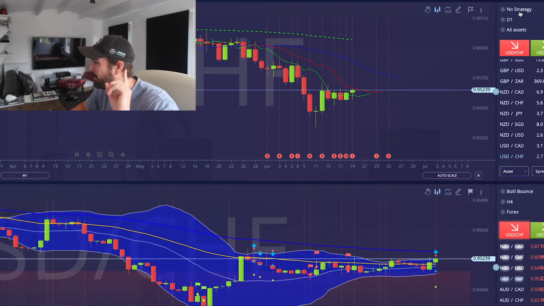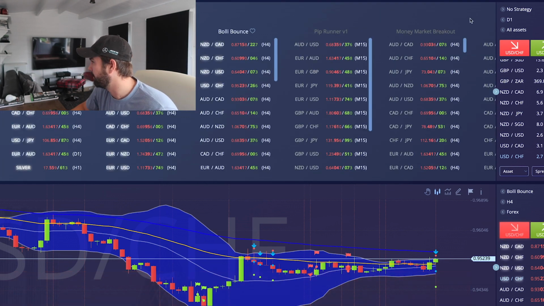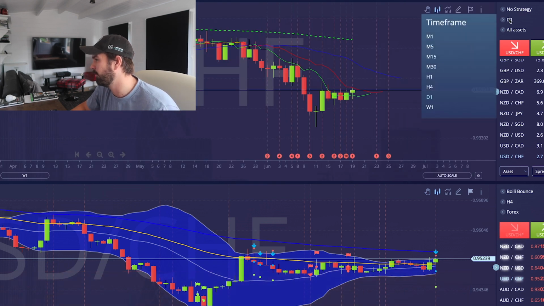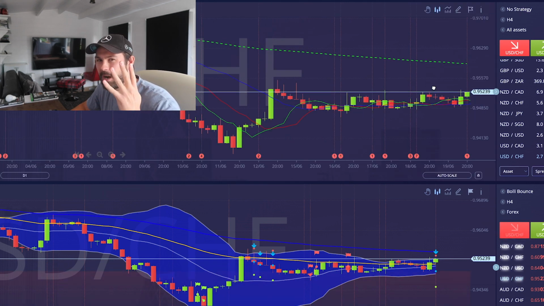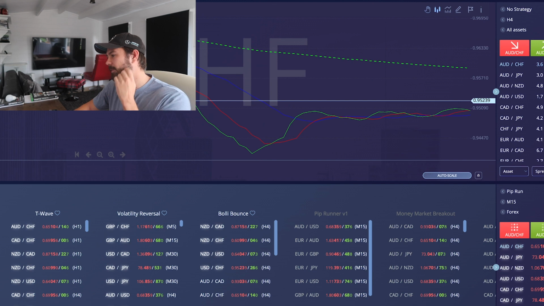Now the pip runner, this is where things could get sexy. This is where it gets a bit spicy, I must say. So for the pip runner, my rules are, the high time frame is the 4 hour, because now we're trading off the 15 minute. So let me go on to the pip runner strategies. We're on a 15-minute chart.